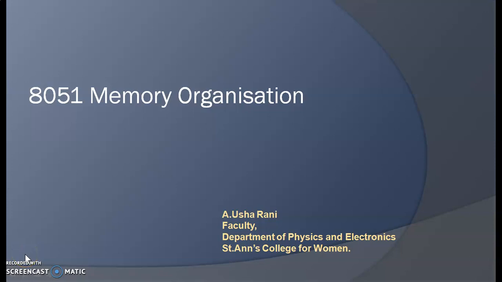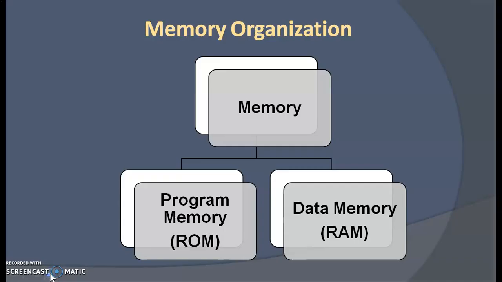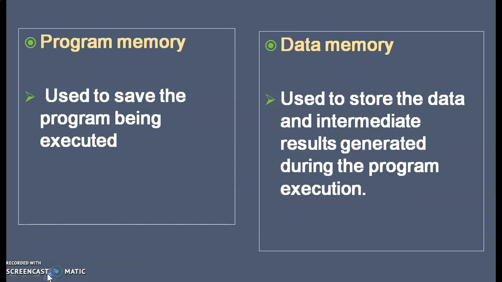In this video, let us see about the memory organization of 8051 microcontroller. Memory is of two types. One is ROM and the other one is RAM. ROM is also called as program memory. RAM, that is random access memory, is also called as data memory.